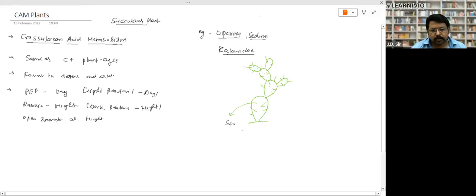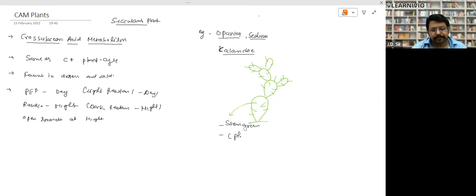The stem is green, and this is known as phylloclade. The name of the stem is phylloclade, and it performs photosynthesis. Inside the stem there is mucus, some sticky substance. This mucus holds water.